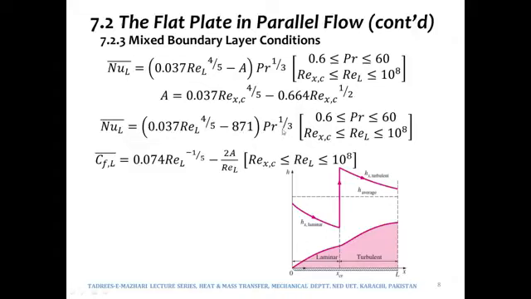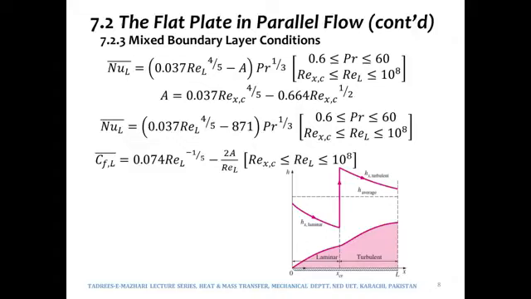So you would have seen that, and over here there are ranges of Prandtl number as well, 0.6 to 60, and Reynolds number ranges from critical value to 10 to the power 8. I suppose that you would know the value of the critical Reynolds number. It is 5 exponent 5 for the flow over a flat plate.